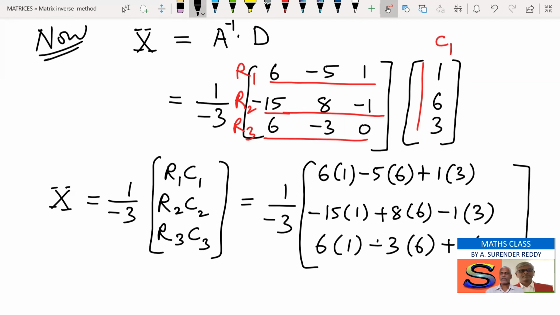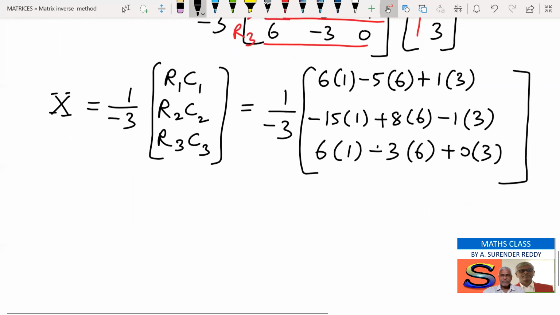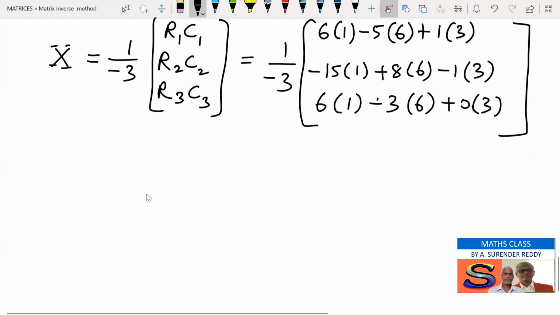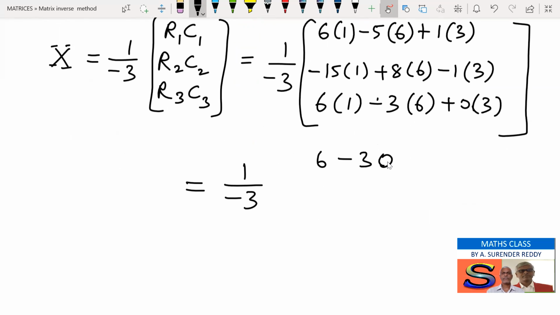So this is the multiplication, A inverse into D. Now simplify. Keep minus 1 by 3 as it is. 6 into 1, 6. 5 into 6, 30. 1 into 3, 3. Minus 15 into 1, 8 into 6, minus 1 into 3. 6 into 1, 3 into 6, 0 into 3 is 0.